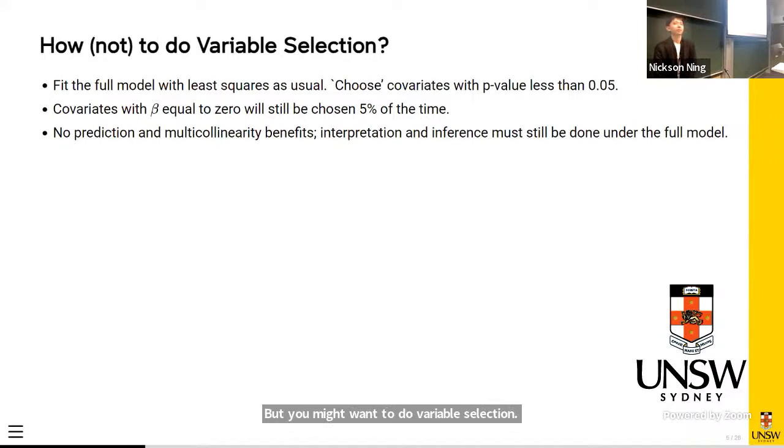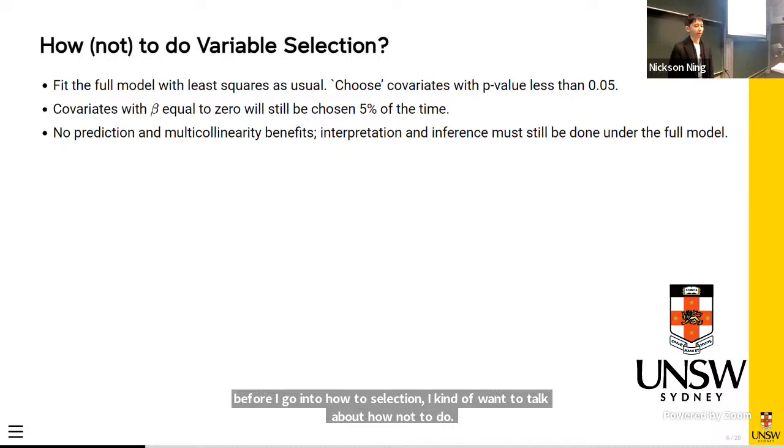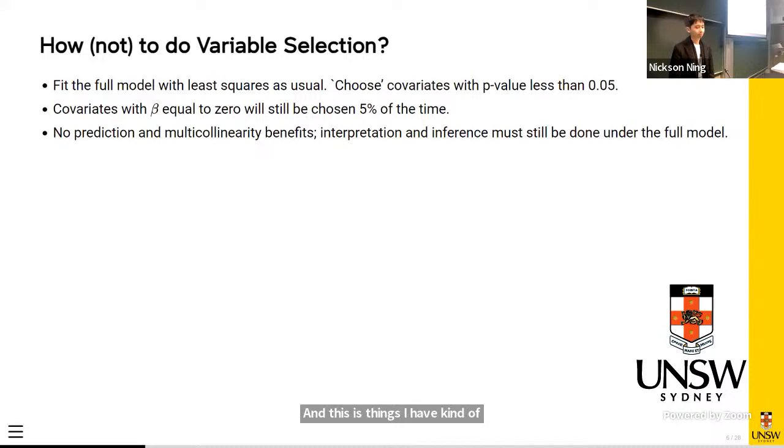Now I want to go into how to actually do variable selection. Before I do, I want to talk about how not to do variable selection, things I have seen throughout my time. Consider what I would call a naive approach. You could fit the full model with all of your covariates with, let's say, least squares as usual. Then you answer your research question of which variables are important by just choosing the covariates with a p-value less than 0.05, magical number.